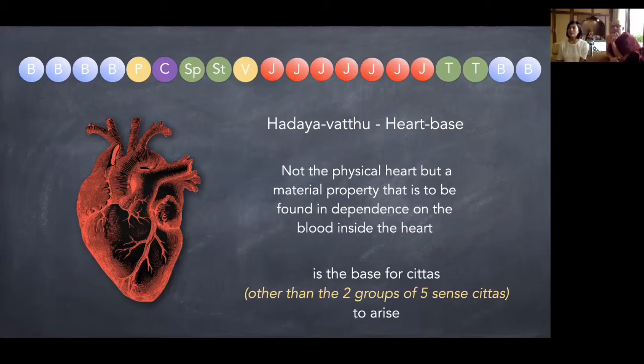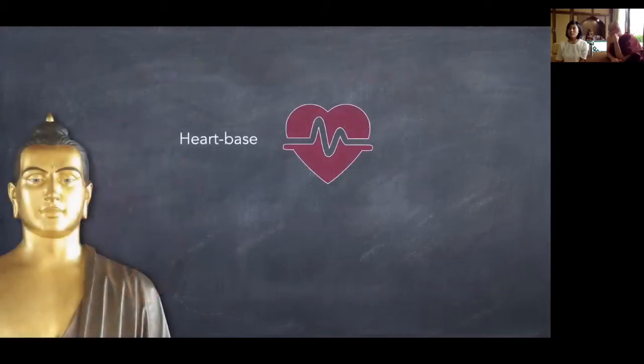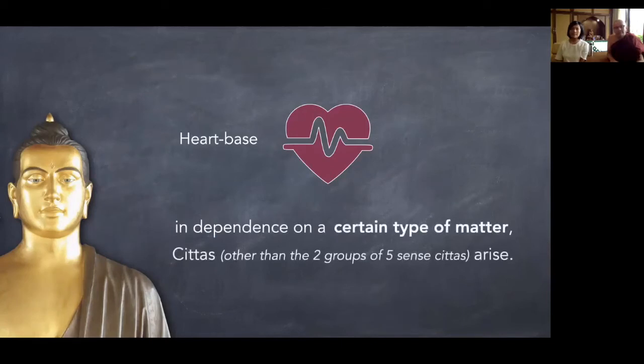Heart base. Now, okay, so heart base, as Bhante also introduced a little bit, is always a controversy in the Abhidhamma study, even until now. Actually, what is called heart base is taught by ancient teachers. They said it is heart base, but the Buddha, in the Patthana, the seventh book of the Abhidhamma, didn't say exactly heart. He just said that in dependence on a certain type of matter, base, chitta other than the two groups of the five sense chittas arises. So the Buddha only said a certain type of matter.